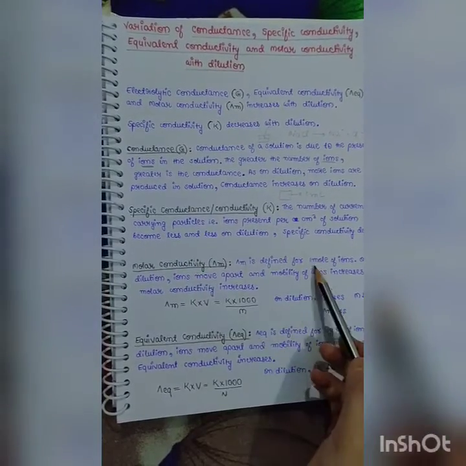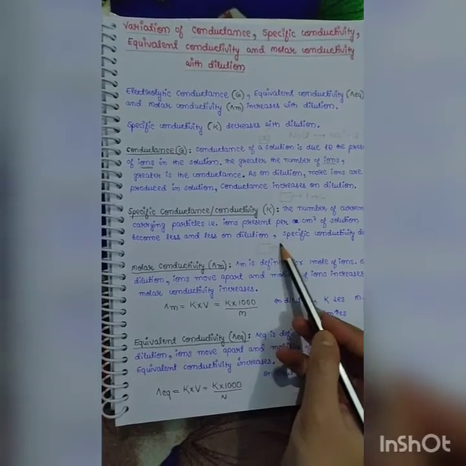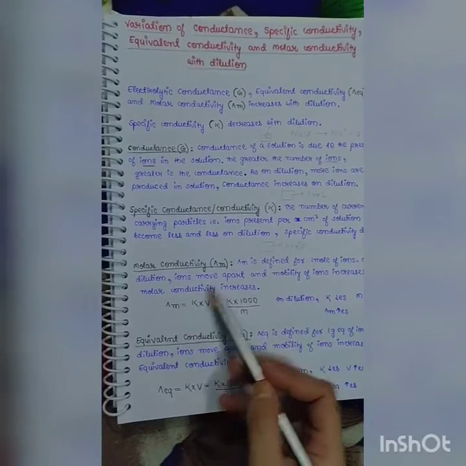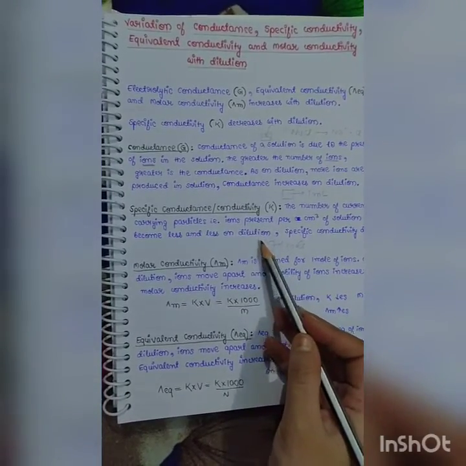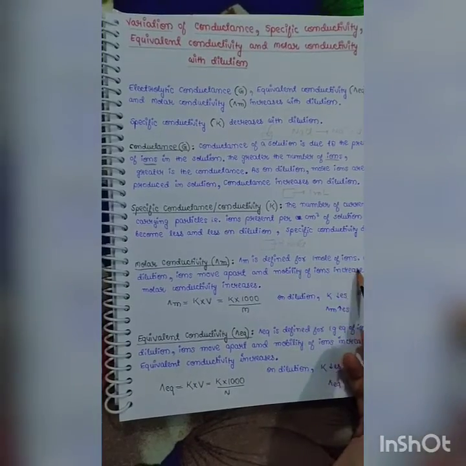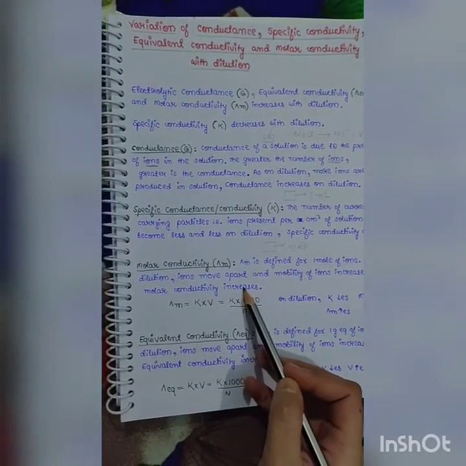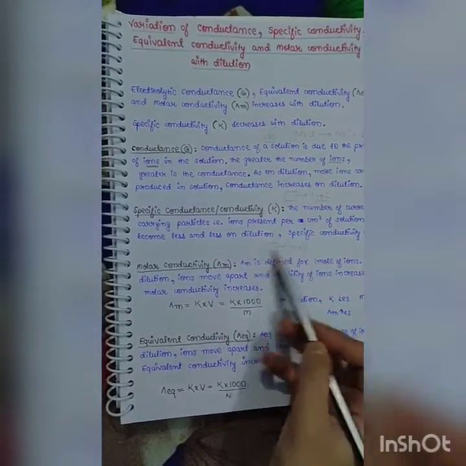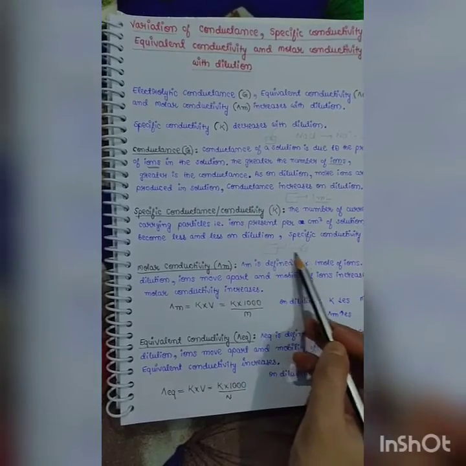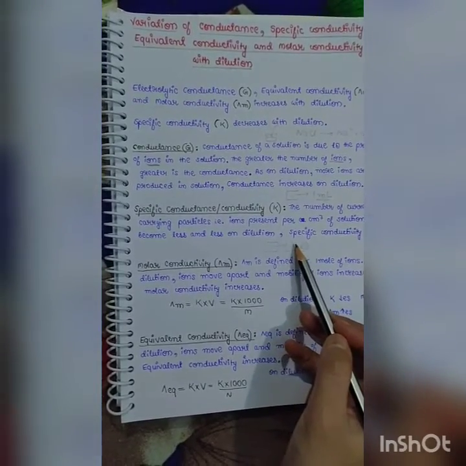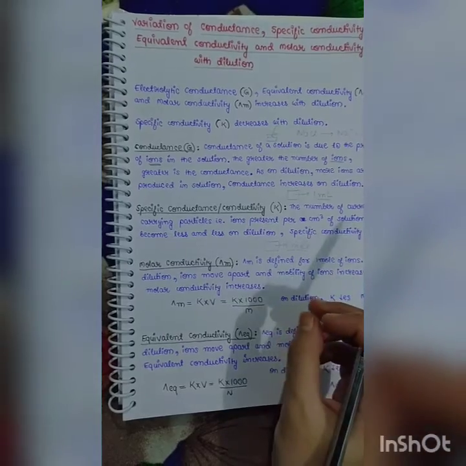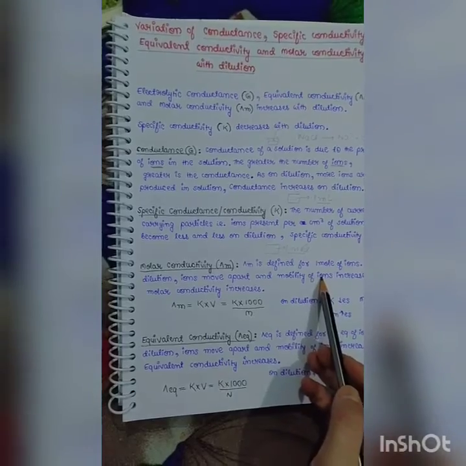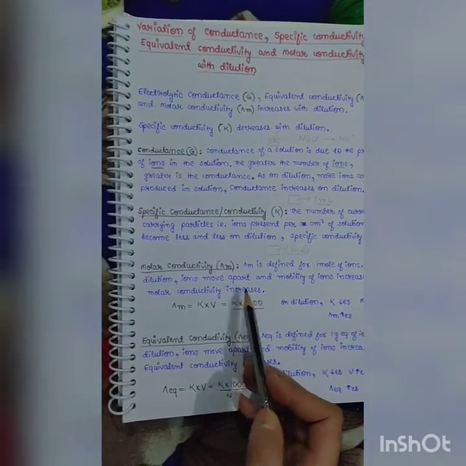Molar conductivity is defined for 1 mole of ions, that much volume which contains 1 mole of ions. When we are adding water to it, ions are moving apart. As a result, mobility is increasing and molar conductivity increases. Here the volume is not fixed, but molarity and moles are fixed. So in 1 mole, due to dilution, the distance between ions will increase, they will move apart, so their mobility will increase, so molar conductivity will increase.